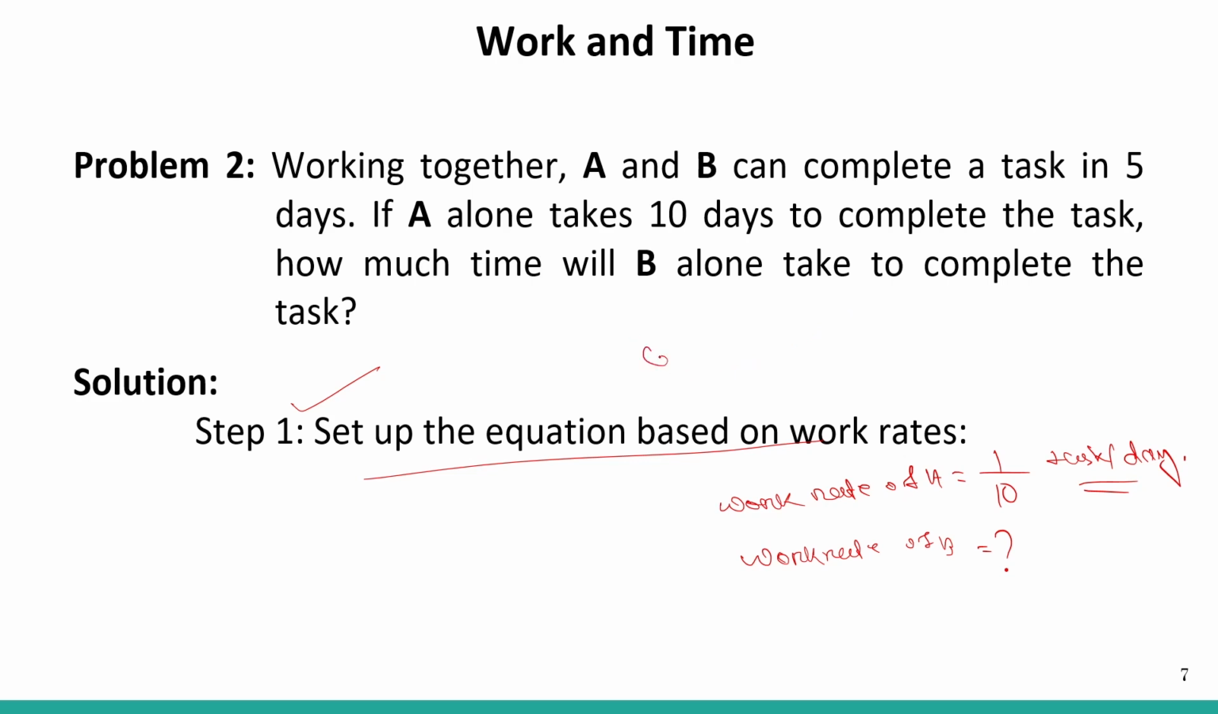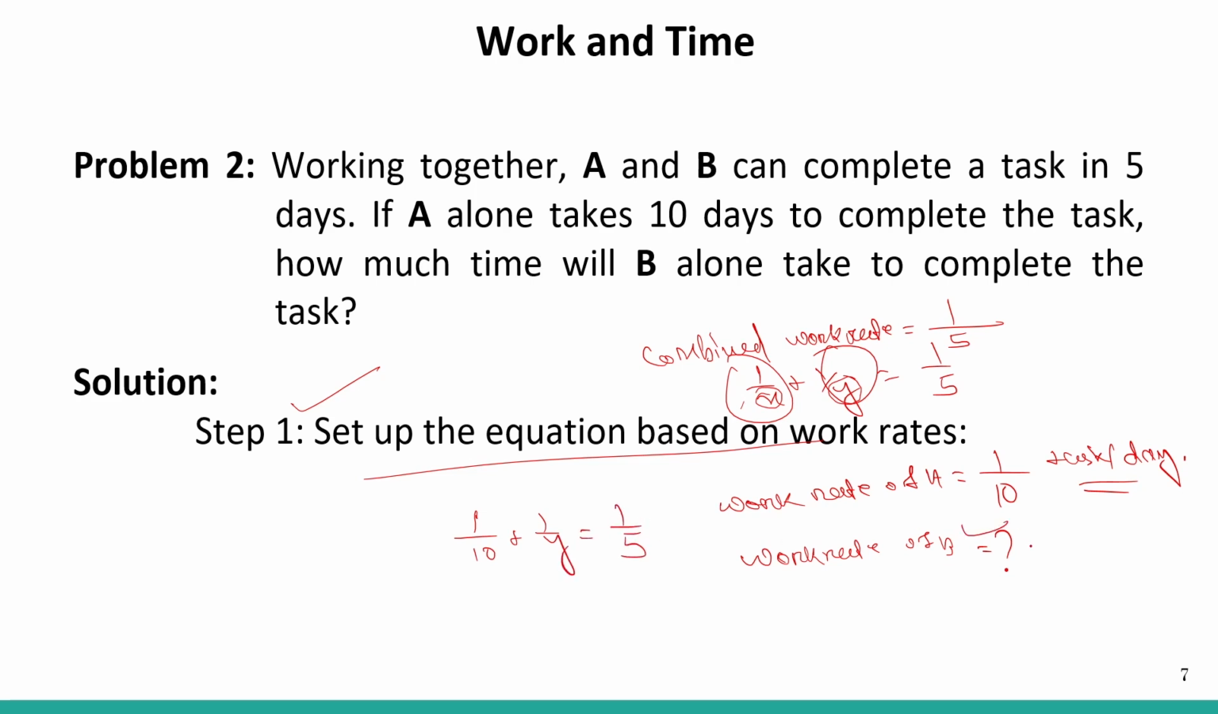We know that the combined work rate is equal to 1 by 5. And we know the formula for combined work rate: 1 by x plus 1 by y is equal to 1 by 5. So what is 1 by x here and what is 1 by y here? x is the amount of time it took for A to complete that work, and y is the amount of time that B took to complete that work. Given that the work rate of A is 1 by 10, x is replaced by 10, so 1 by 10 plus 1 by y is equal to 1 by 5, because the work rate of B is unknown, that is y.